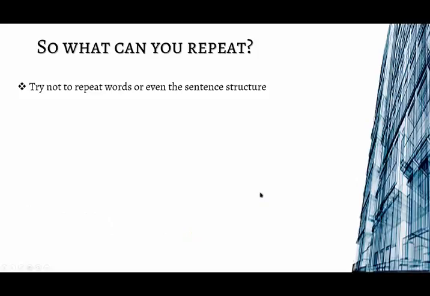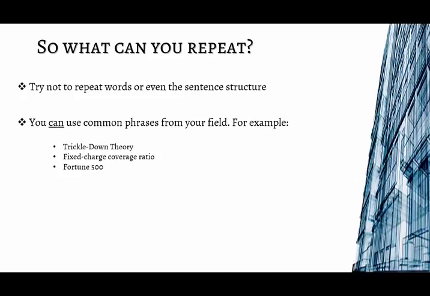Okay, so if you can't repeat the sentence structure and you can't repeat the progression of ideas and you can't repeat the exact words, is there anything that you can repeat? Well, you can use some common phrases from your field. For example, trickle-down theory, fixed charge coverage ratio, Fortune 500, basically any finance terms, because it would be a pretty silly idea to try to find a synonym for fixed charge coverage ratio and other finance terms. It doesn't make any sense because those are exact terms.